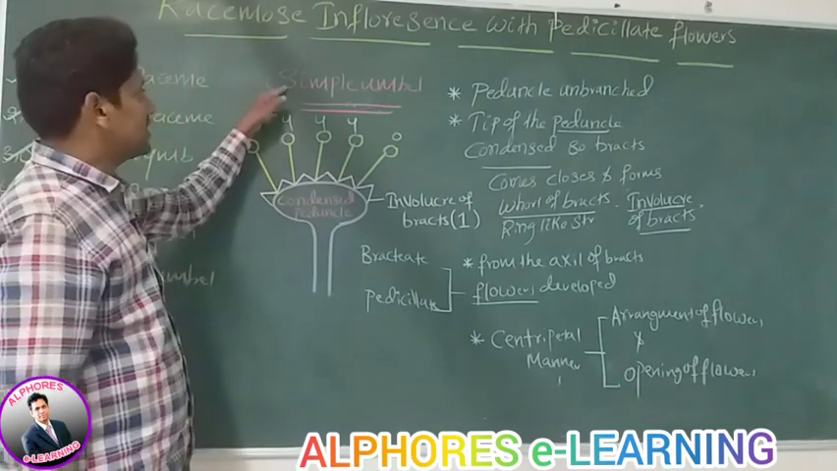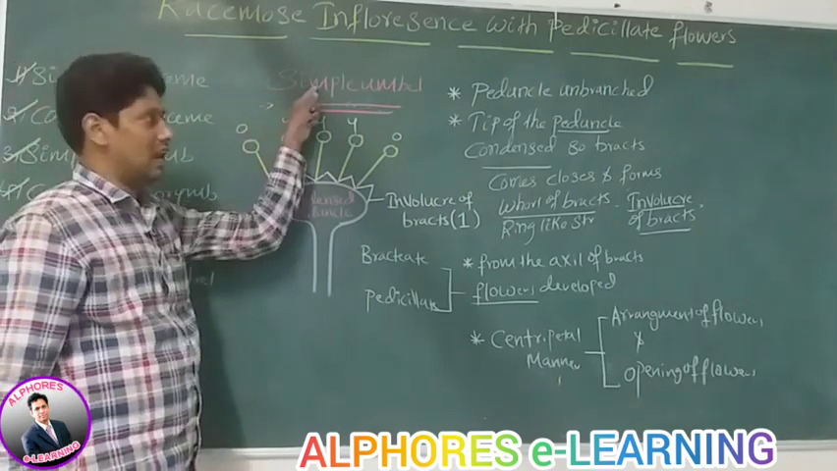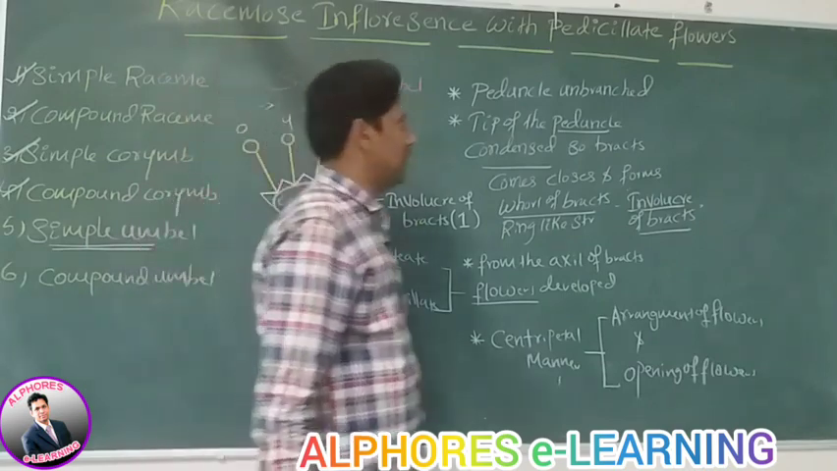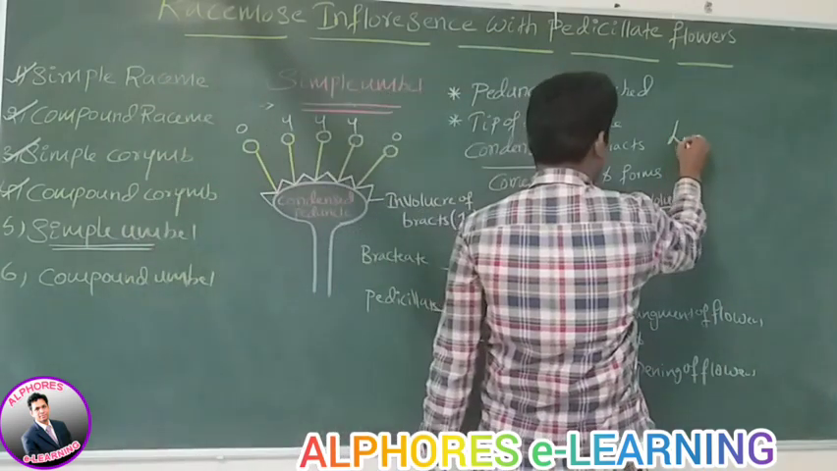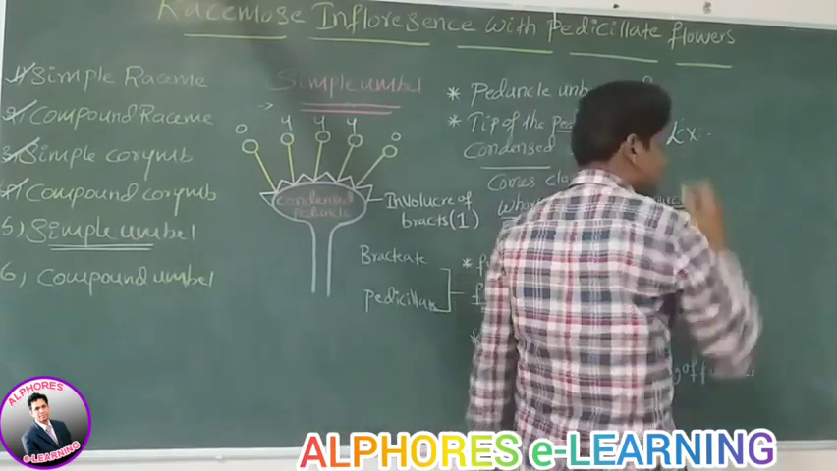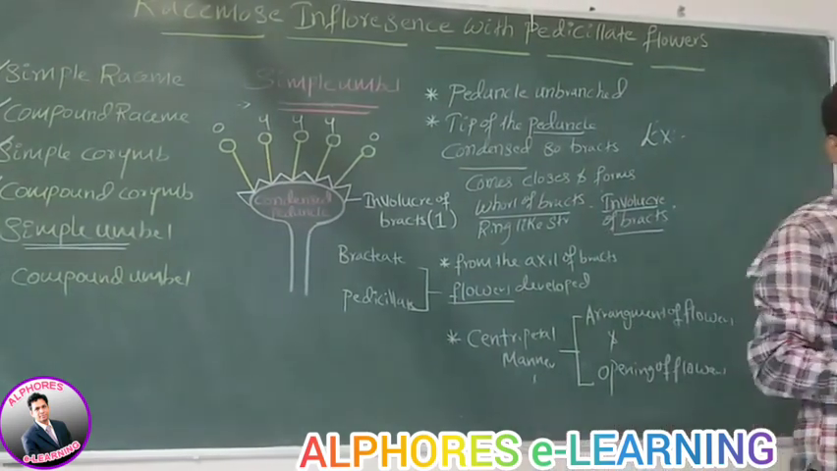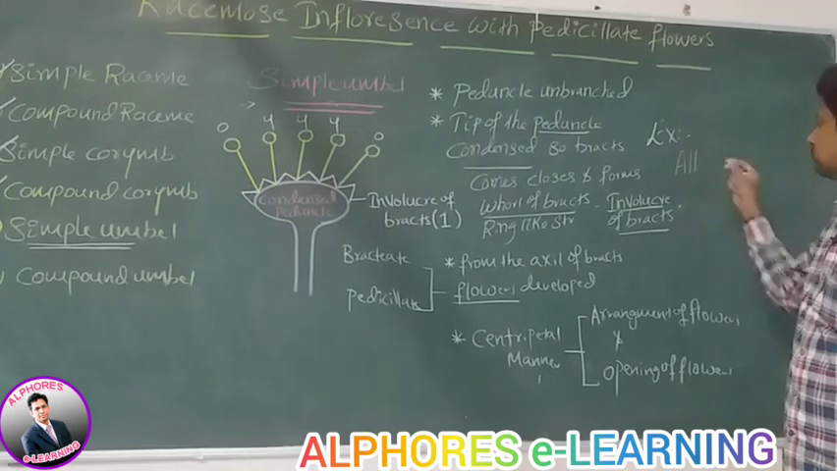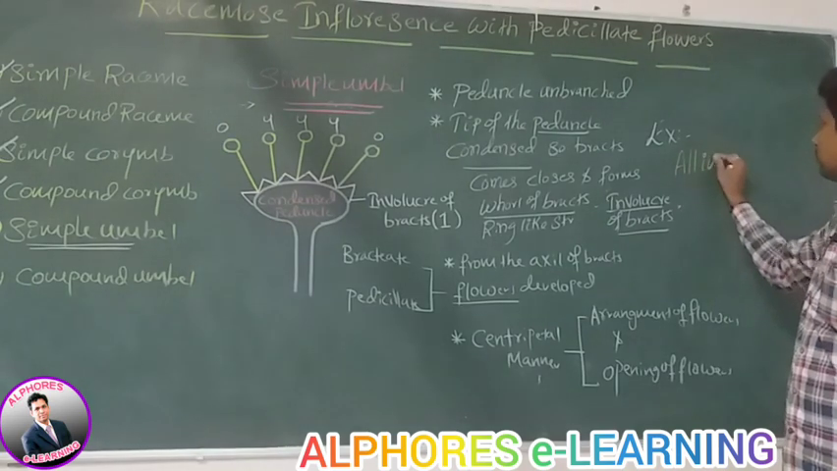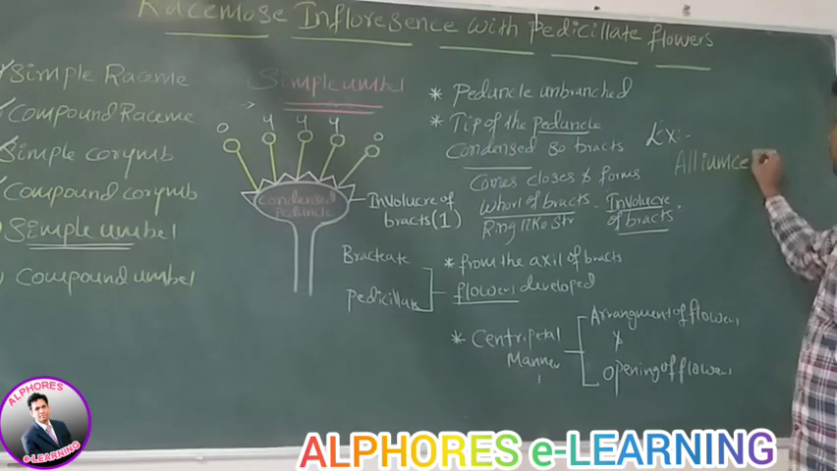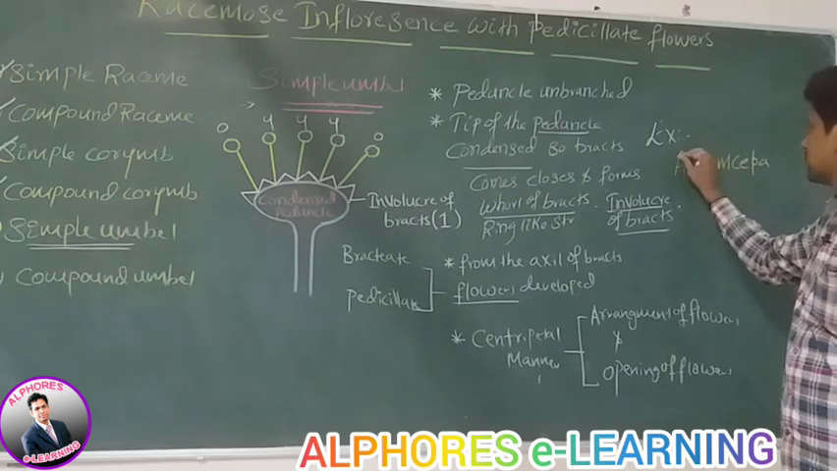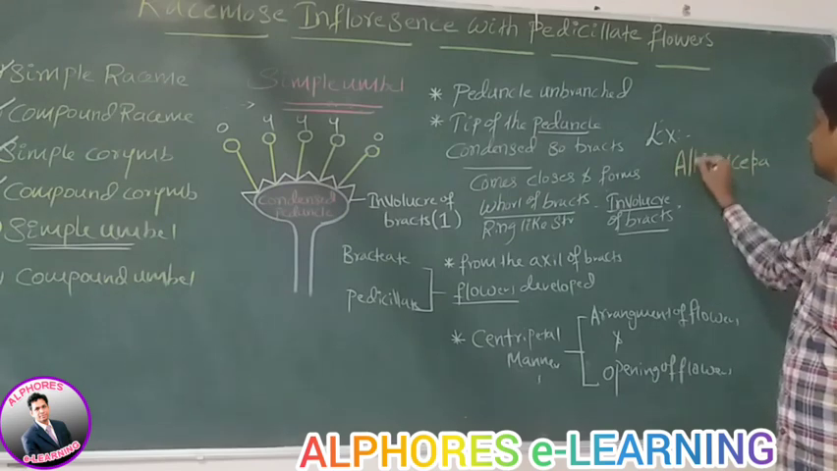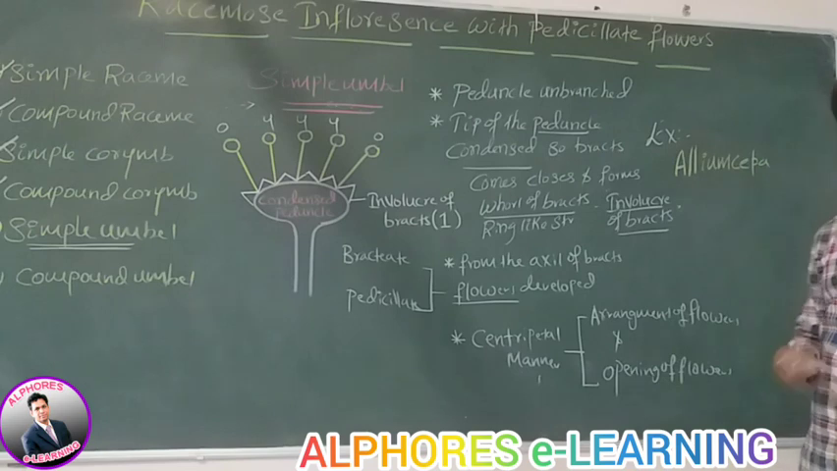Okay. Now go for examples of a simple umbel. What are the examples of simple umbel? First one is Allium cepa. What is the common name of Allium cepa? Onion, right?